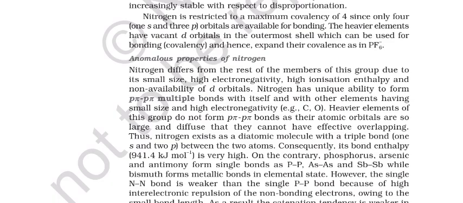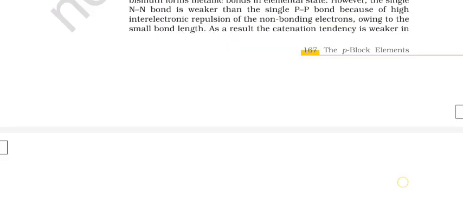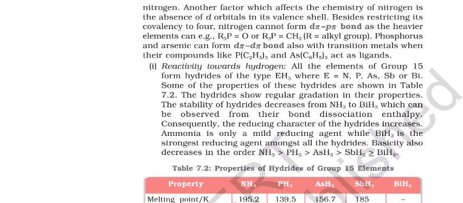Thus, nitrogen exists as a diatomic molecule with a triple bond between the two atoms. Consequently, its bond enthalpy is very high. On the contrary, phosphorus, arsenic, and antimony form single bonds as P-P, As-As, and Sb-Sb, while bismuth forms metallic bonds in the elemental state. However, the single N-N bond is weaker than the single P-P bond because of high interelectronic repulsion of non-bonding electrons owing to the small bond length. As a result, the catenation tendency is weaker in nitrogen.